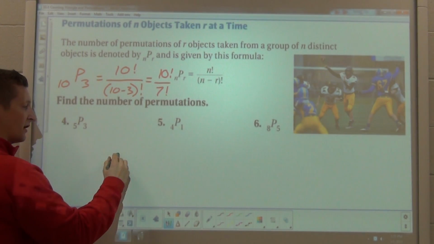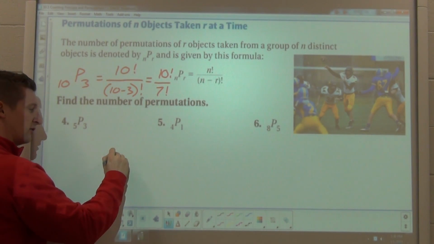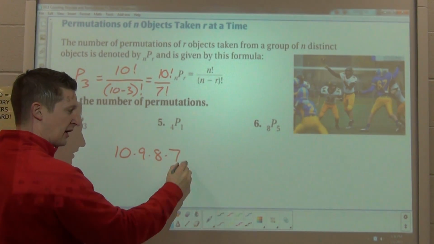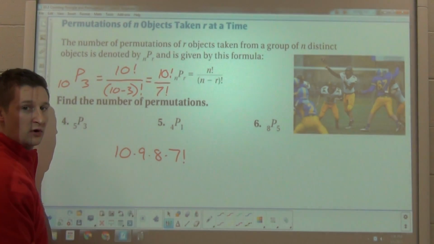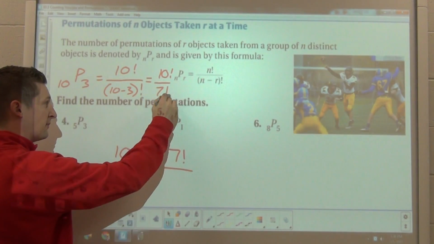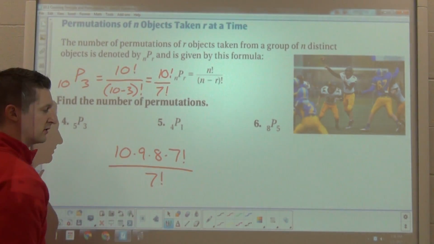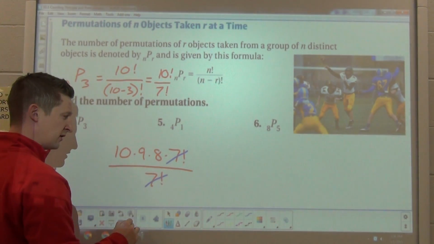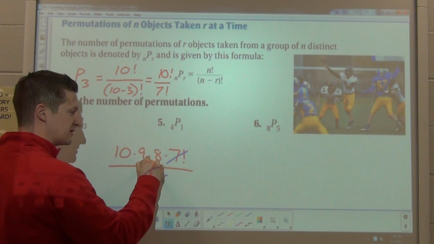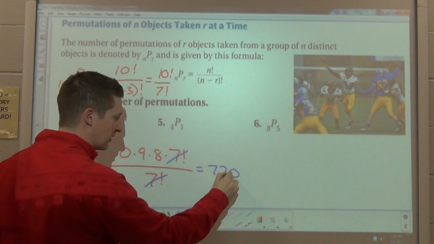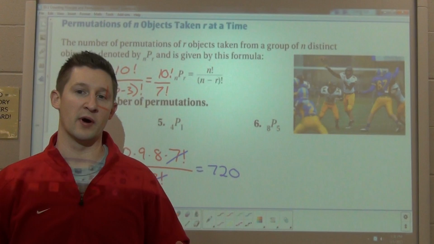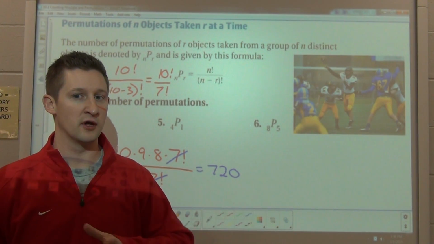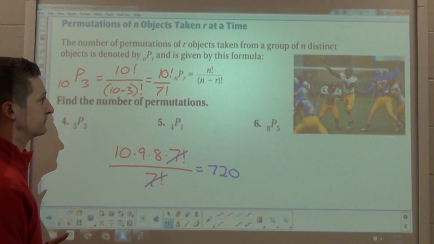Now, I'm going to write this down here so you can look at it a little bit. Remember what 10 factorial means. It means 10 times 9 times 8 times 7 and so on, right? I could even write this as 7 factorial for the so on part. And if I divide that by my denominator, which happens to be 7 factorial, you'll notice what happens. 7 factorial divided by 7 factorial is 1. So this is going to end up equaling 10 times 9 times 8, which is 720, which is the same thing that we got by using a little bit of common sense. 10 teams for first, 9 for second, 8 for third. Multiply them together, we get 720.